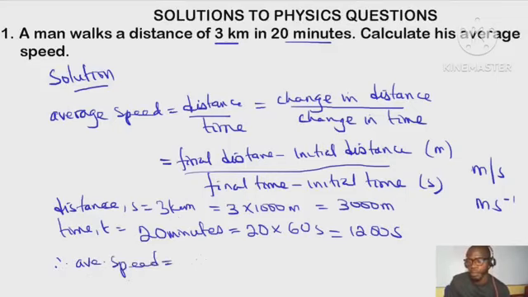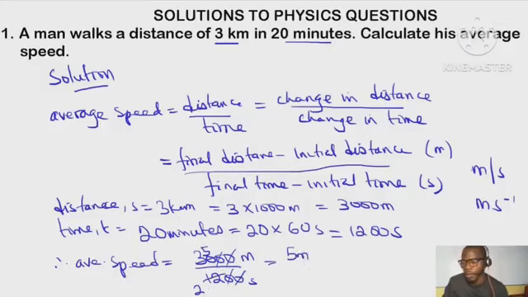So therefore average speed is going to be 3000 divided by 1200. 3000 meters, 1200 seconds. 0 cancels 0, 0 cancels 0. Here you have 6 goes in 12, 2, 6 goes in 30, 5. And that's going to give us 5 meters over 2 seconds. And that's going to give us 2.5 meters per second. And that's how you calculate the speed based on the question that you are given. Hope you understand the way we have solved it.